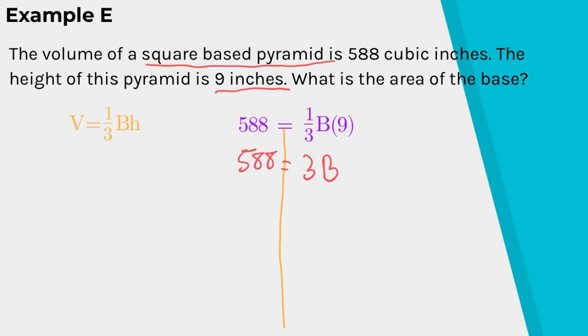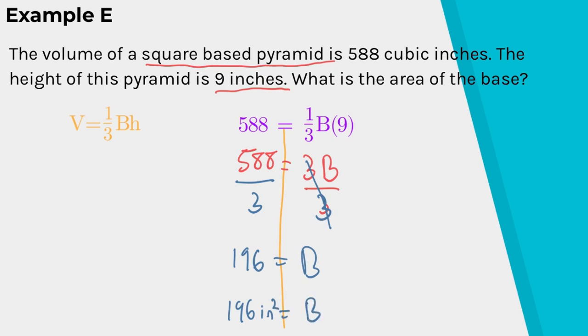Now I've got a one-step equation, so I'm going to divide both sides by 3. And if I divide both sides by 3, these are going to cancel, leaving me with just B on this side. And 588 divided by 3 is 196. So in this case, it's going to be 196, and we're going to say it's going to be inches squared because we're talking about the area of the base. And since we're talking about area, we know that needs to be squared. So 196 inches squared is big B, and I am done.